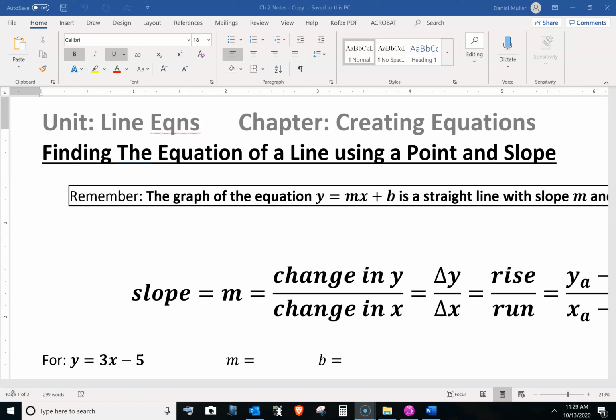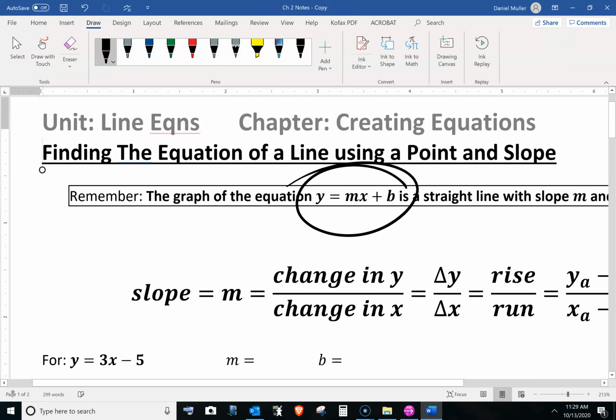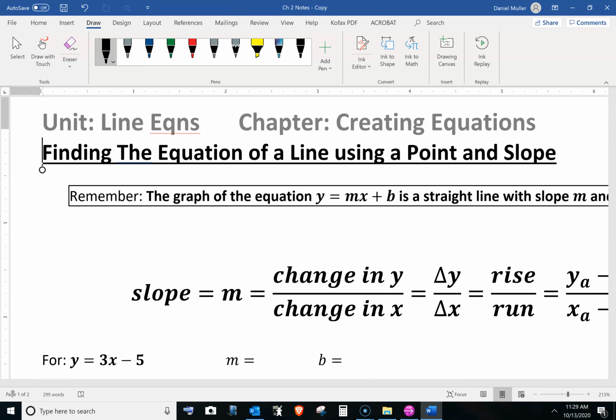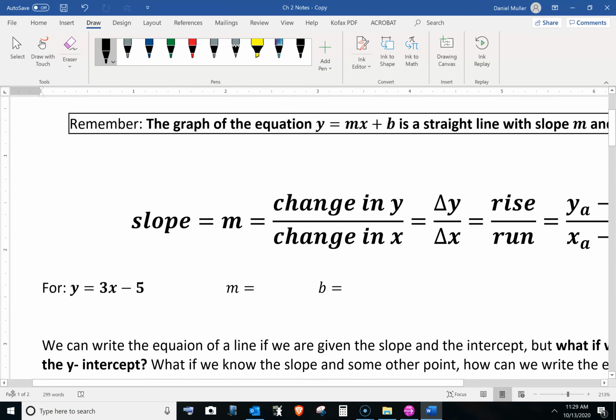So we ended our last lesson, I believe, with creating equations when we were given the graph. We looked at the graph and said, oh, there's the y-intercept, and we found a nice other spot, calculated the slope, and put it into y equals mx plus b. But it was all given a graph. Here, we're not going to be given a graph. We're going to be given some other things.